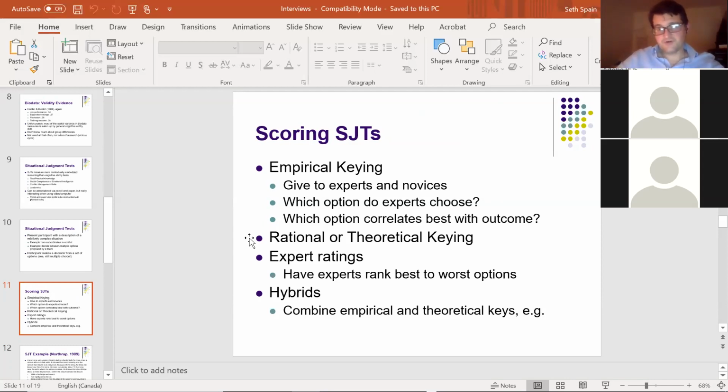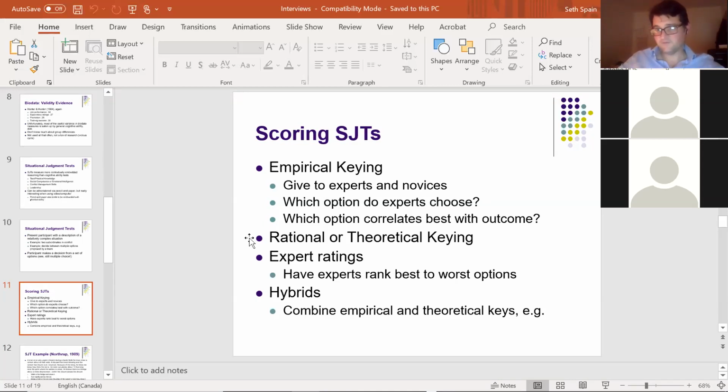And I worked on a version of this once upon a time where we had our experts just rank these. This is the best option, second best, third best, fourth. Well, fourth was the worst in that case. But you could also do this with the same sort of way we talked about with the biodata, where you just have, say, a performance measure and which option for each item correlates best with the outcome. So people who chose mediating the conflict between the subordinates had the best performance. Boom. Again, you can use rational or theoretical keying, which is like what we said with, actually that's probably a better example, using the experts to rank order the options. So if the experts have a consensus on best options and a consensus on worst options, then you have a pretty good idea.